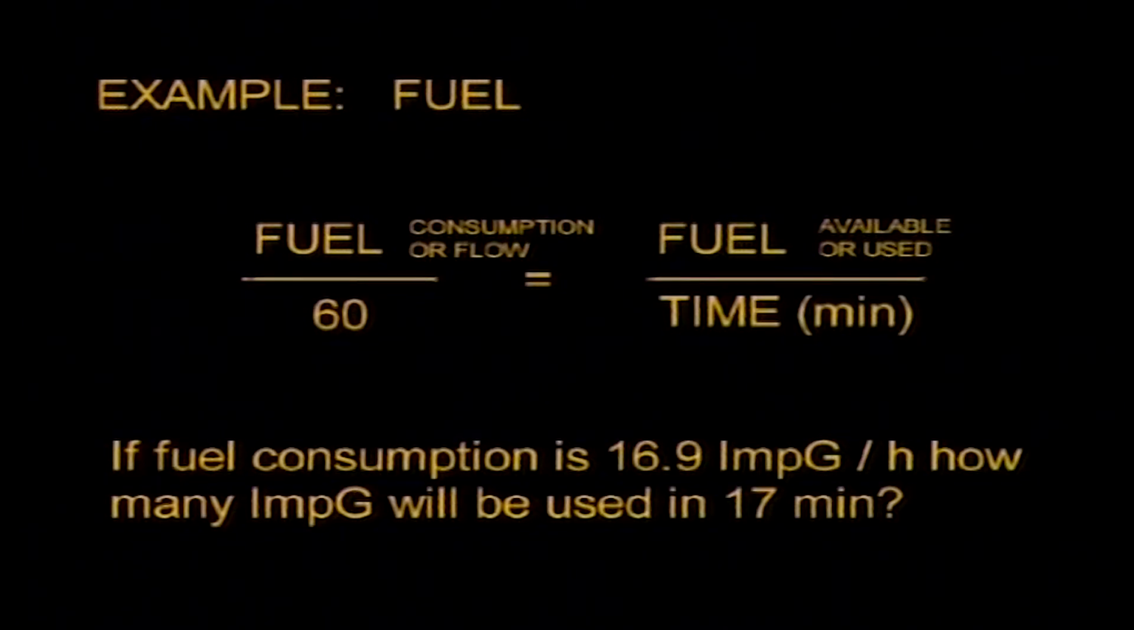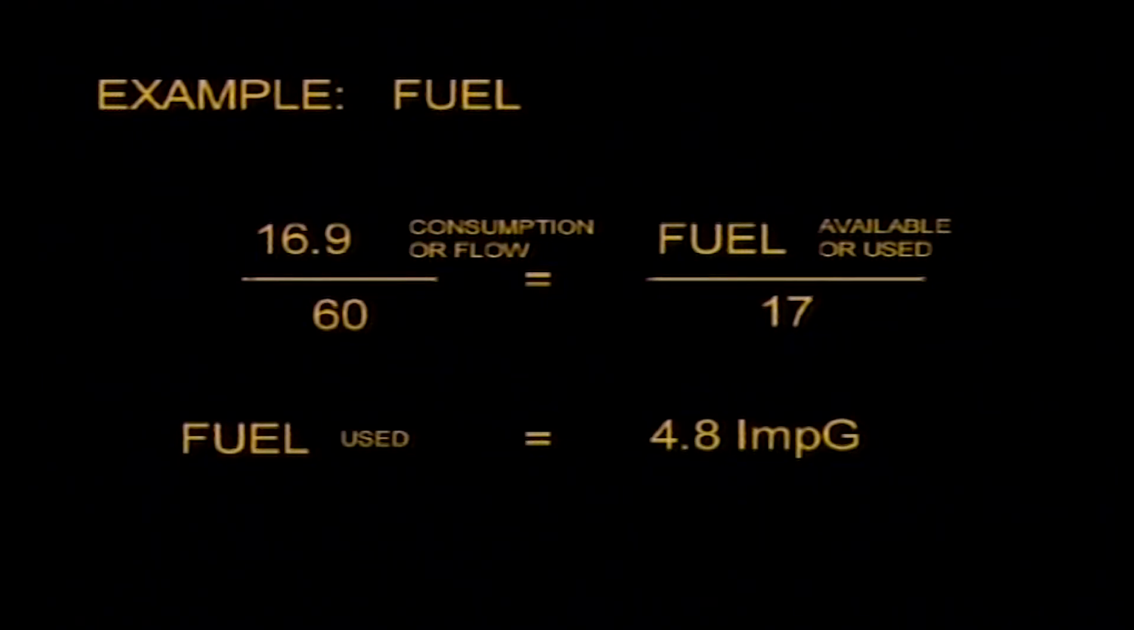Another example, this time for fuel. If fuel consumption is 16.9 imperial gallons per hour, how many imperial gallons will be used in 17 minutes? Substituting into the equation, 16.9 divided by 60 equals fuel used divided by 17 minutes. Solving for fuel used gives 4.8 imperial gallons.